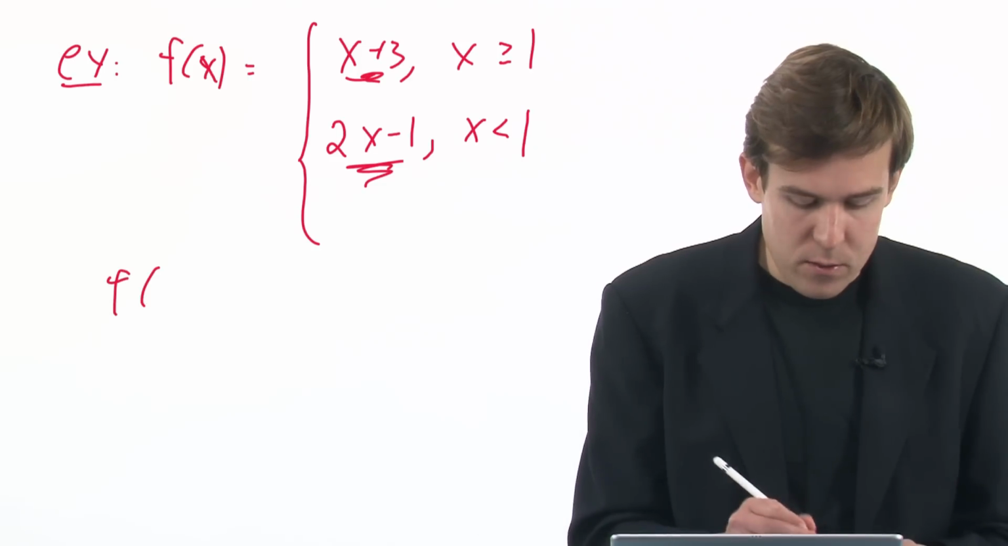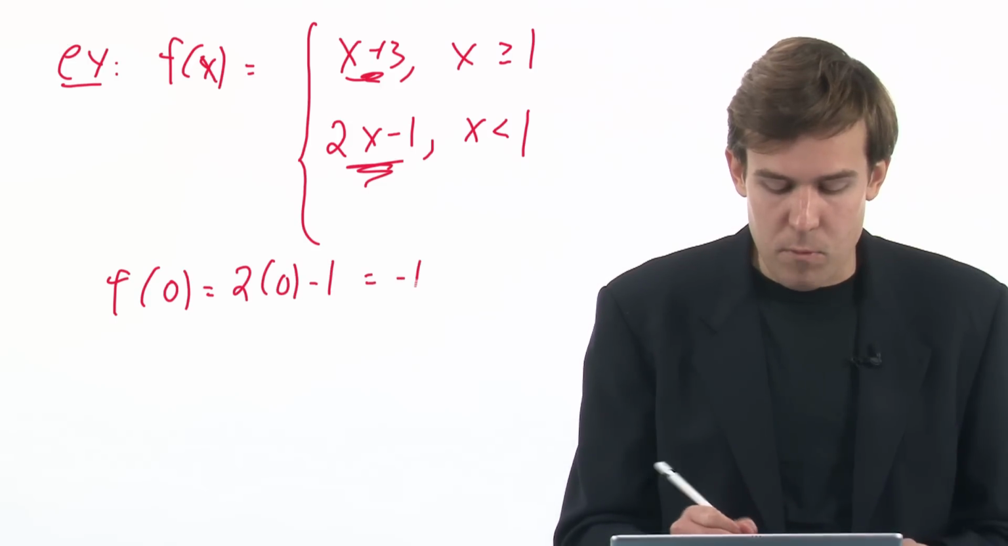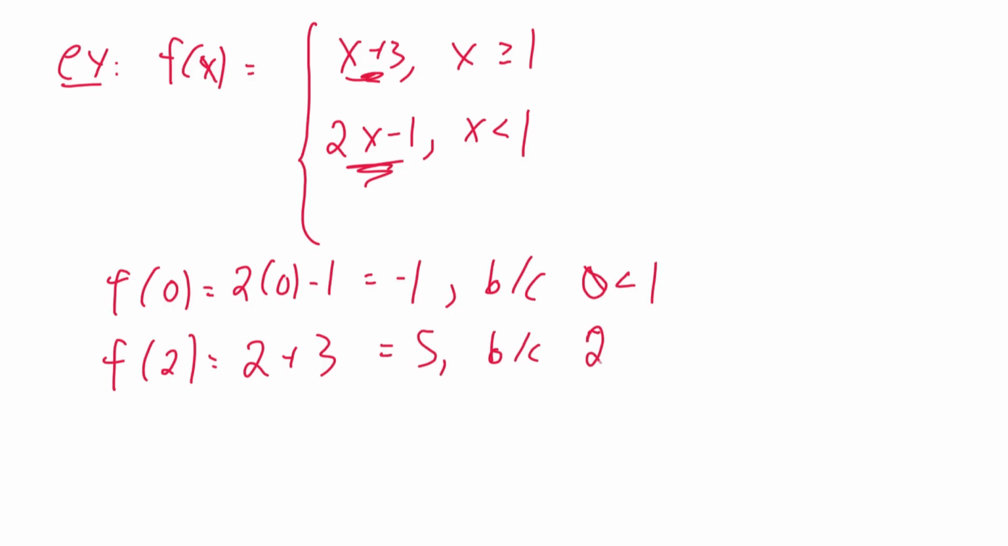So we can plot a few values here. f of 0 would then be 2 times 0 minus 1, so minus 1. And this is because 0 is less than 1. So I use the second rule. On the other hand, f of 2 would be 2 plus 3 equals 5 because I used the first rule. Okay. Using this type of brace here and having multiple conditions is called defining a piecewise function. And I think it's somehow helpful, if you can, to at least plot what this looks like.